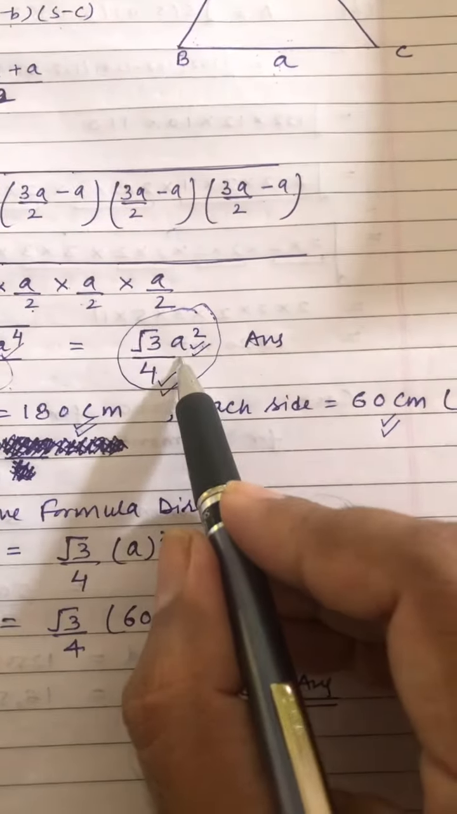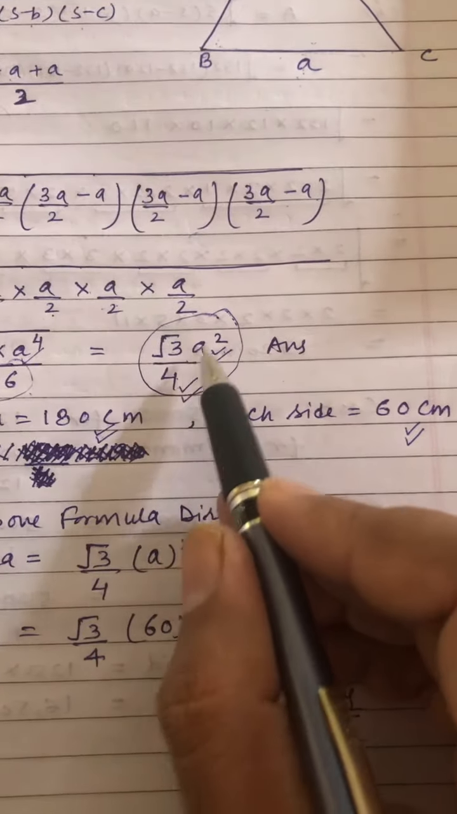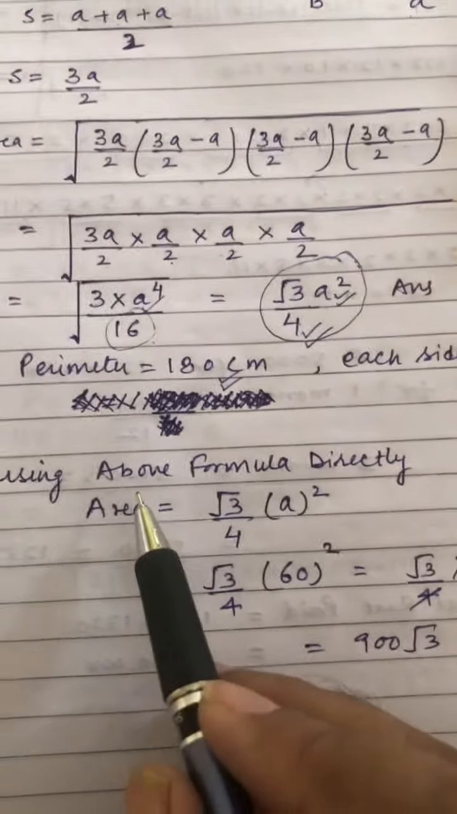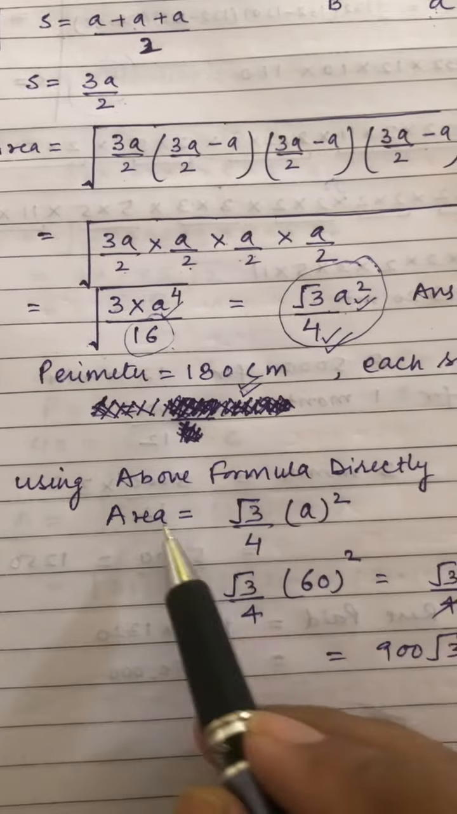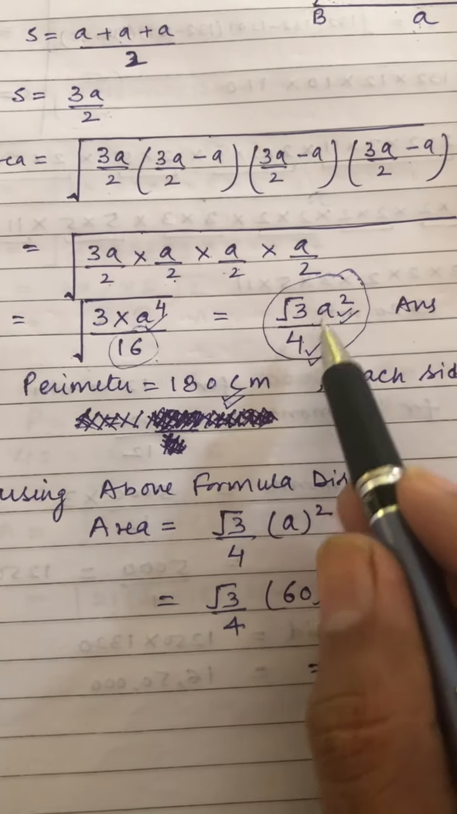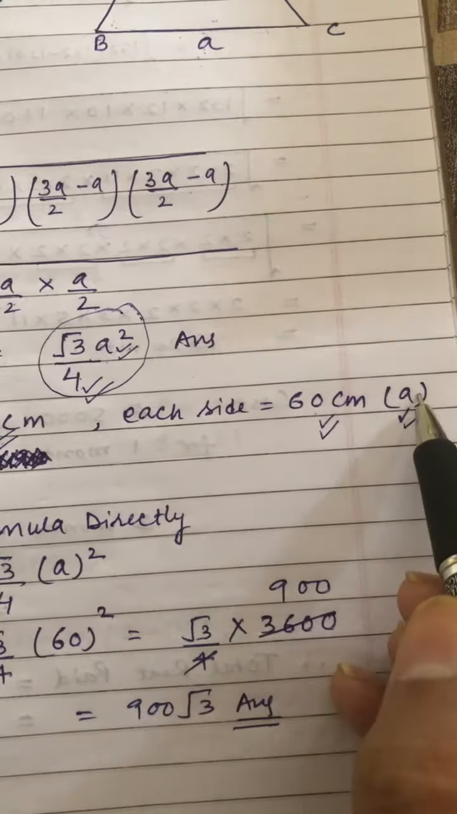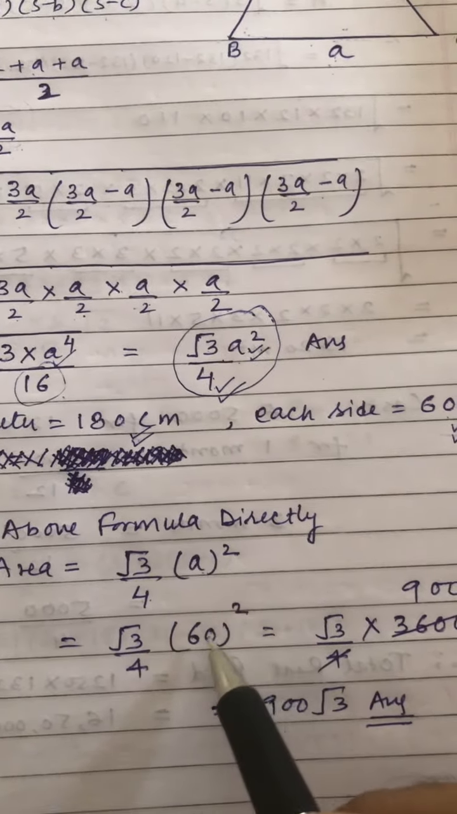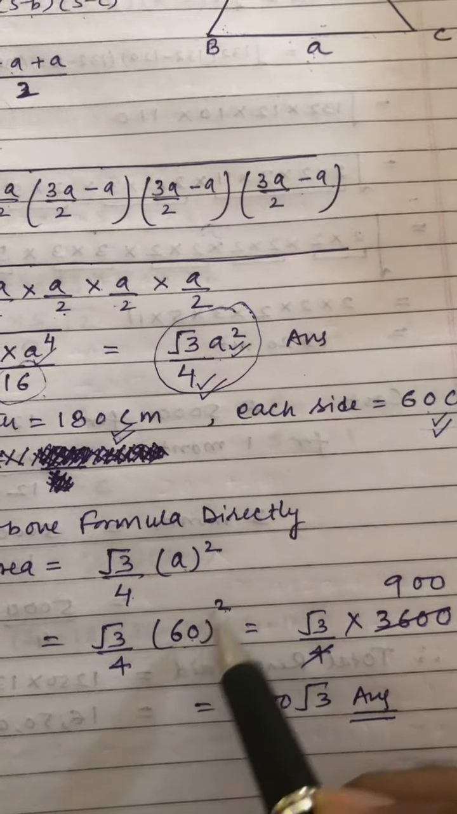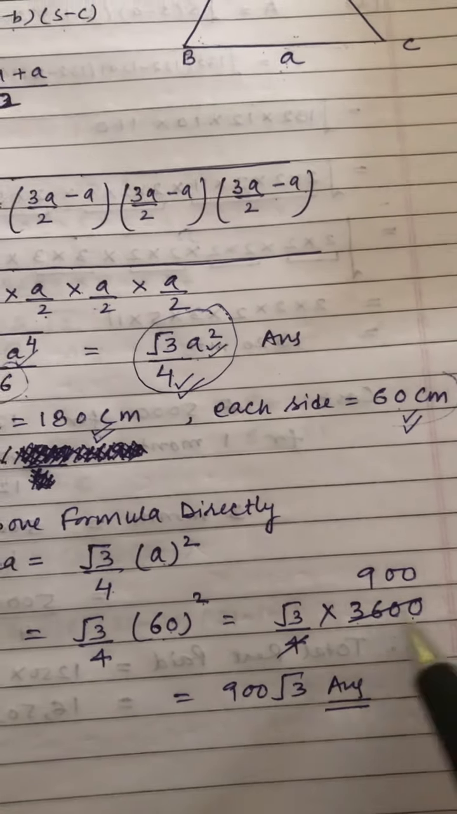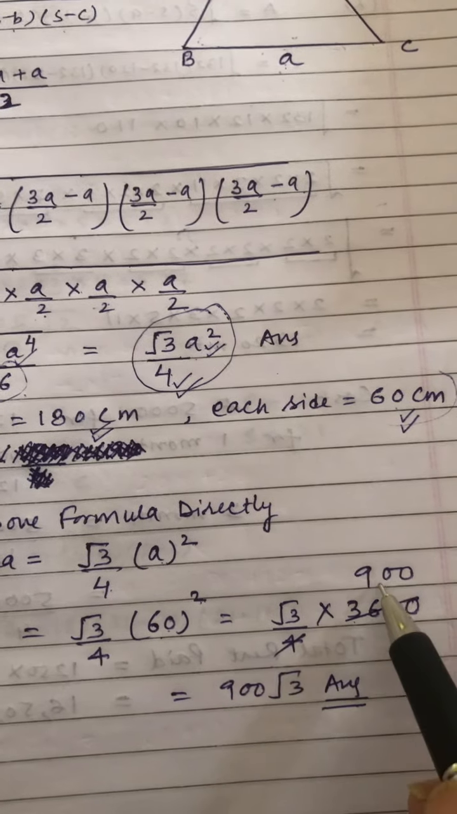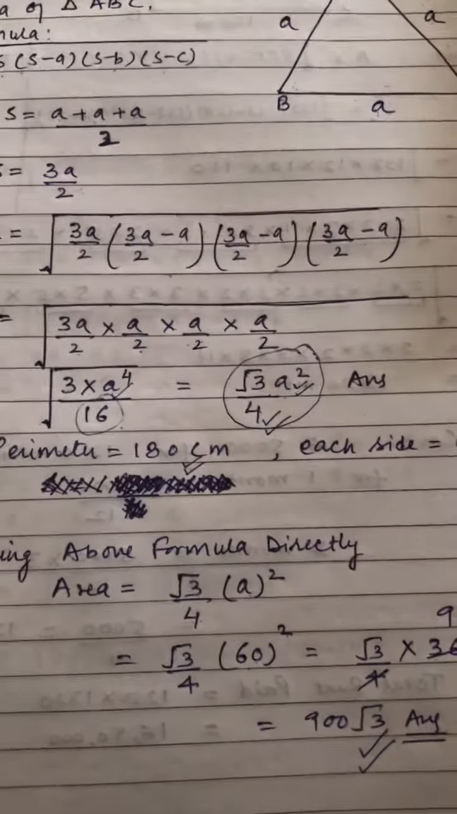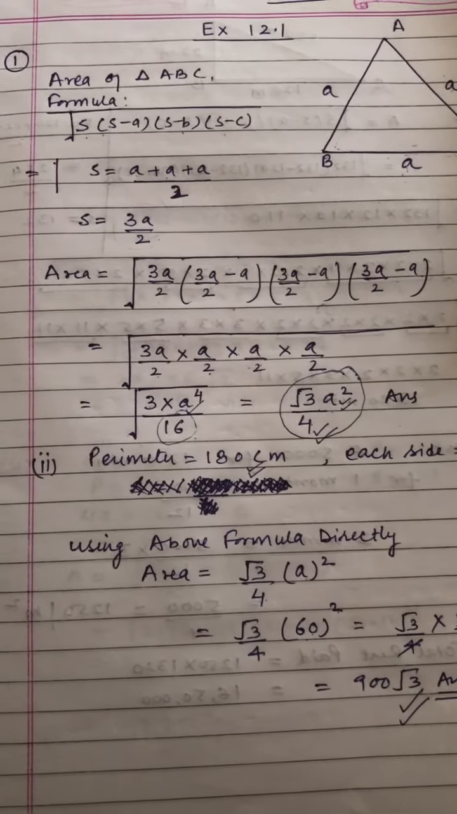So we can use this formula directly, root 3 by 4 into A square. Now what is the value of A in this question? 60. So the area will be root 3 upon 4 A square. In place of A, we write 60. So root 3 by 4 into 60 square. The square of 60 is 3600, and when you cancel it by 4, it will be 900. So the answer is 900 under root 3. So this is question number 1.